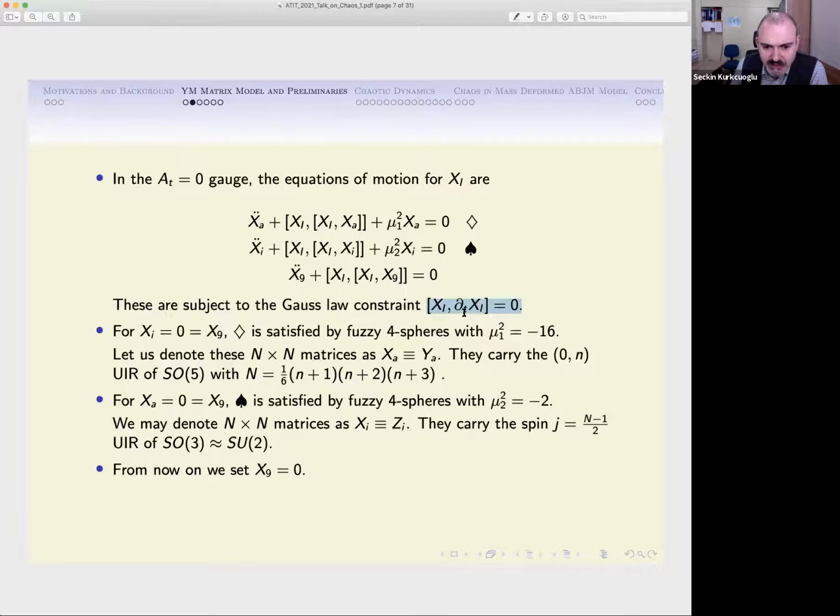We have also set A2 to 0 after evaluating the equation of motion. And also, if you evaluate the equations of motion for the matrices X, you find what I have written in diamonds and spades. For X9, there is no mass deformation term, so the equation of motion looks like this. Whenever an index is repeated, there is an implicit sum over those indices. And this is the equation of motion for the gauge field, as I have just told you. It is known as the Gauss law constraint.